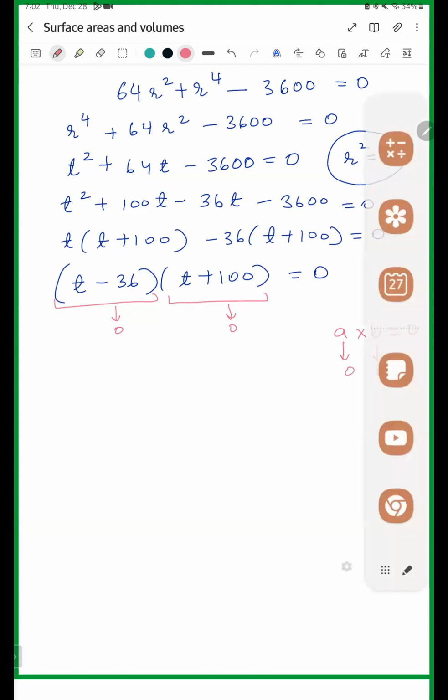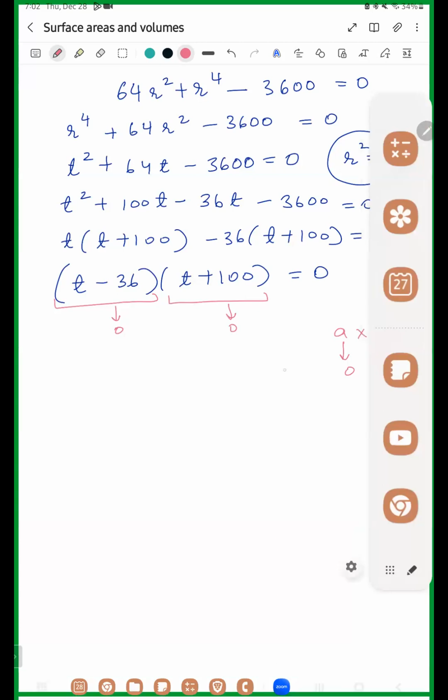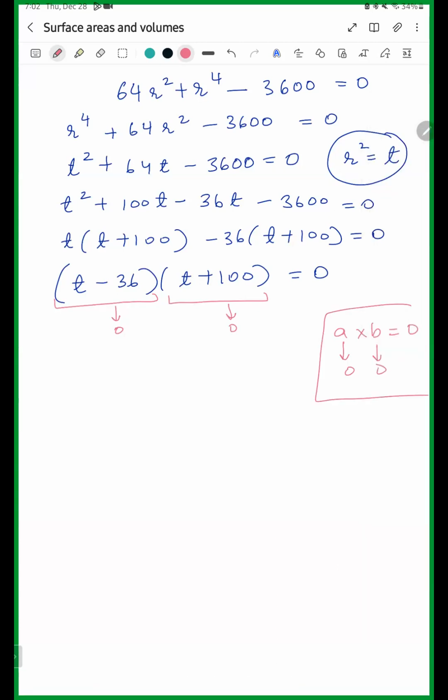Okay. But in our case, see, if t minus 36 is 0, that means t turns out to be 36. And what is t? T is r square. R square turns out to be 36. That means r is 6.